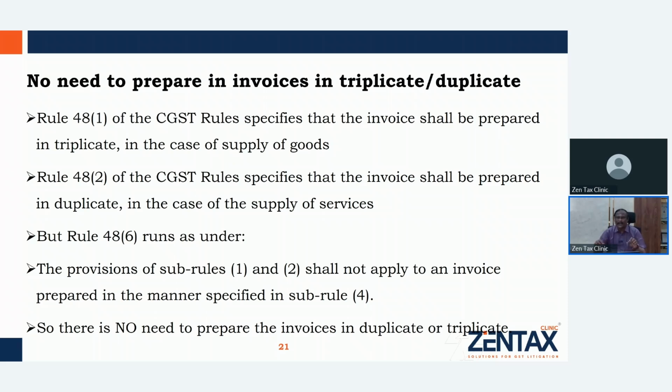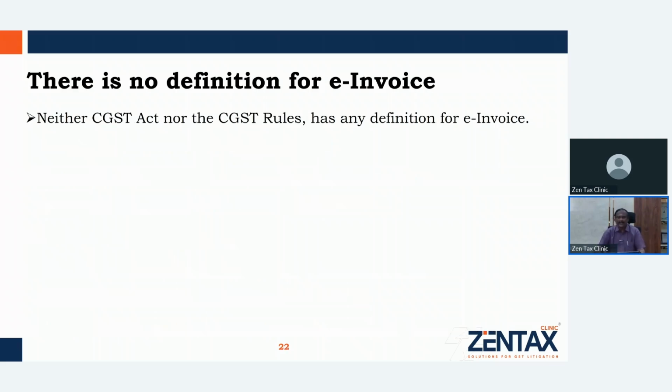Previously, at the top, it had to be mentioned for the recipient, for the transport copy, for the supplier, that is a triplicate copy. That kind of duplicate or triplicate invoices is not required whenever you are under the e-invoice scheme. So this I have already mentioned. There is no definition for e-invoice. They may simply say invoice referred to in Rule 48.4. There is a definition for invoice, but there is no separate definition for e-invoice.